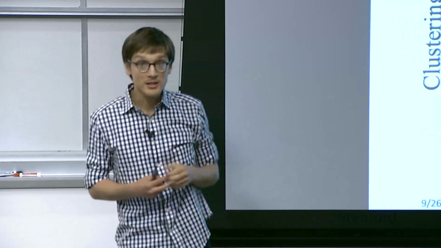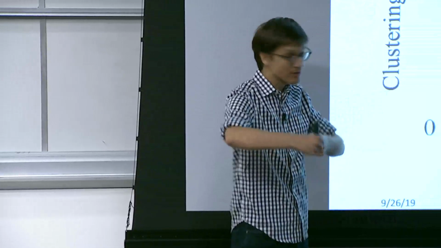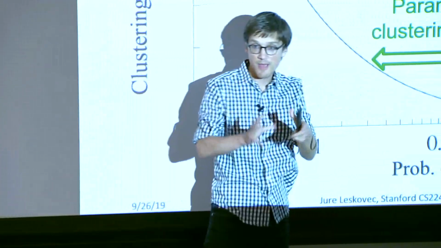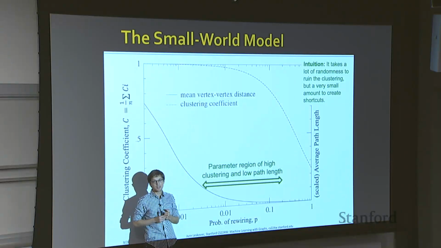So the point is that in this case, essentially, we need just a few of these random shortcuts to collapse the diameter, which seems to be a very fragile property, while the clustering still remains robust and high.